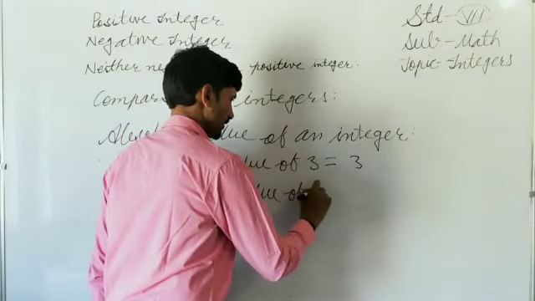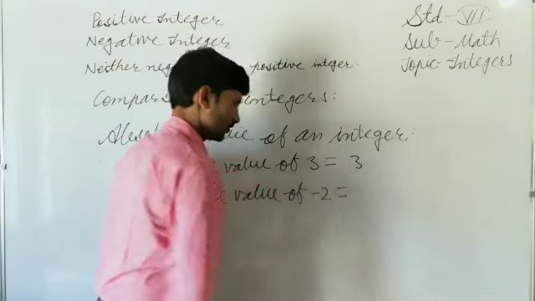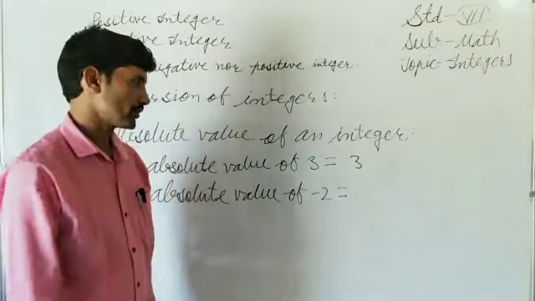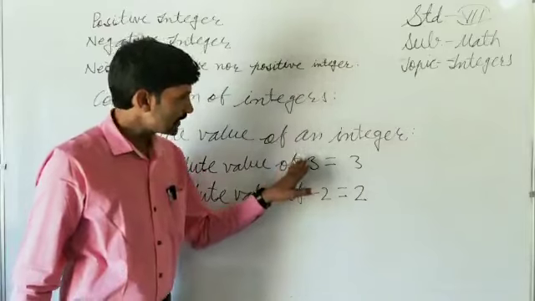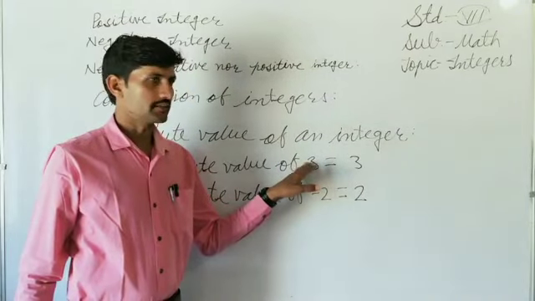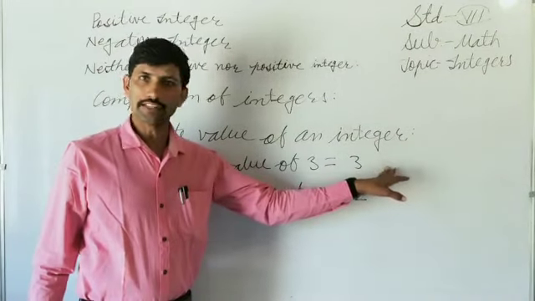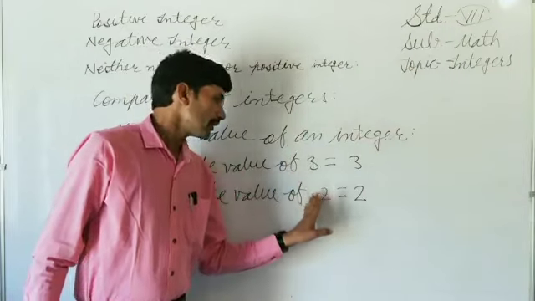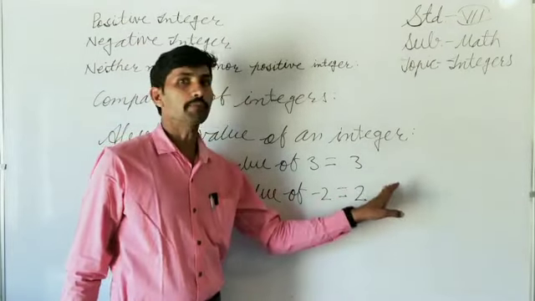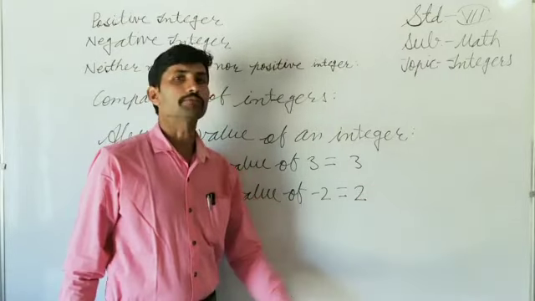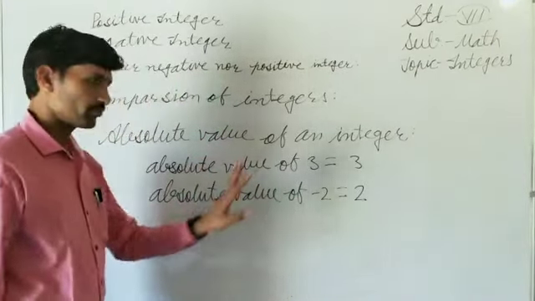Absolute value of minus 2. The absolute value of minus 2 is 2. If the sign of an integer is positive, then write the integer as it is, that is its absolute value. If the sign of an integer is negative, then write the integer with the plus sign, that will be its absolute value. The absolute value of 0 is 0.